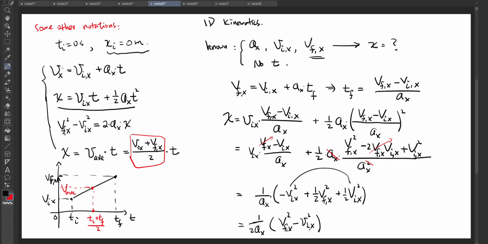So these are the 4 important equations you can apply to study various problems that include constant acceleration, 1D kinematics for constant acceleration.